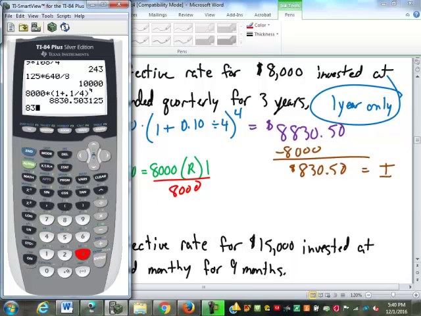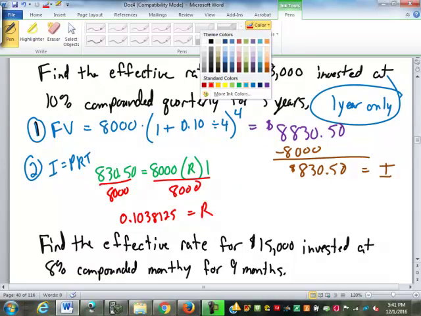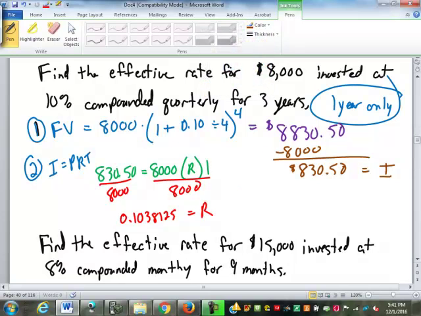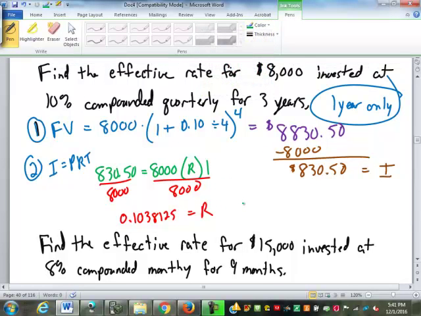So $830.50 divided by 8,000. 0.1038125. That is equal to our rate. I didn't tell you where to round it, but we've been rounding to 100th of a percent unless we're told otherwise. So that's 10.38% is the effective rate. Anybody get that?